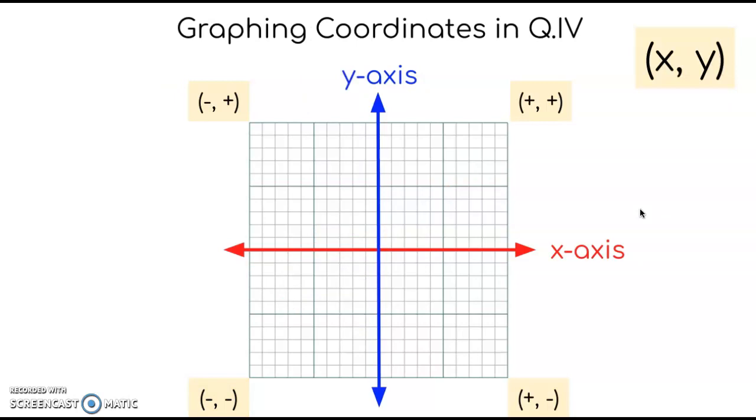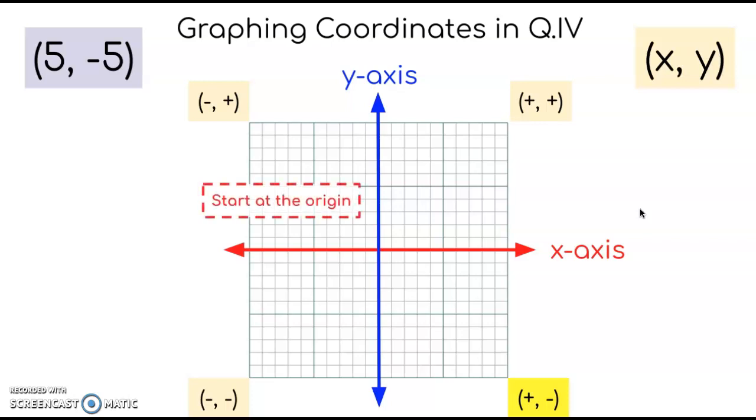All right, last one. We want to graph a point that's in quadrant 4. So 5 comma negative 5. That's in quadrant 4 because our x is positive and our y is negative. So we want to start at the origin again. We want to go to the right 5 spaces, and then we want to go down 5 spaces. And that will leave us right there, and that'll give us the point 5, negative 5.